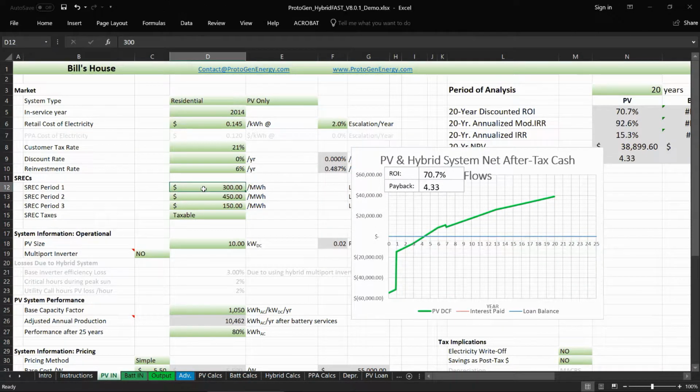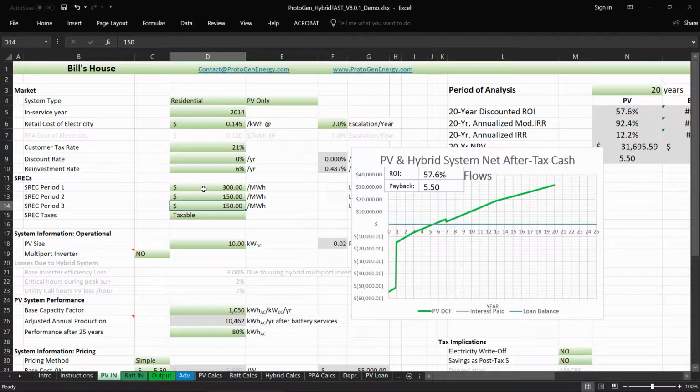So systems were being sold at SRECs of $300 per megawatt. Well, that didn't last very long. So if all of a sudden you needed to start being conservative, I'd say, all right, well, it's not going to increase. It's going to decrease. Well, let's put this to 150. Well, now your payback's starting to slow down and your return on investment starting to change as well.